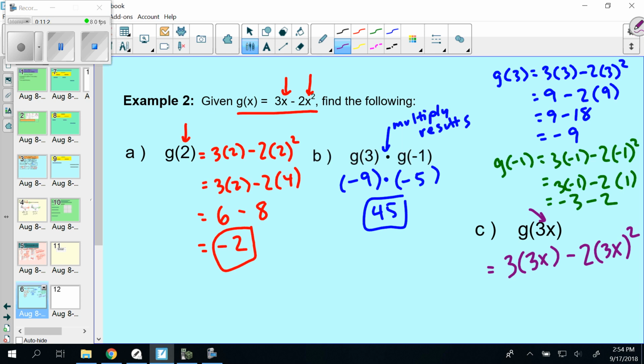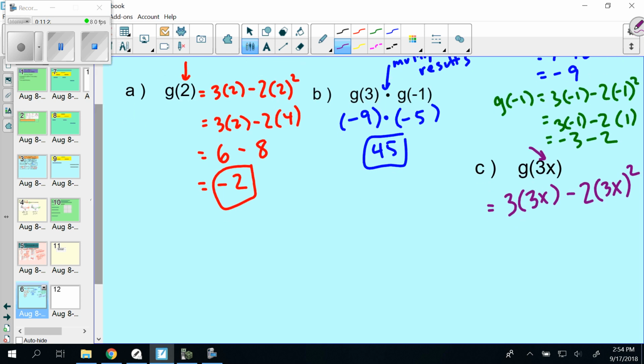Okay, and now you just go through and try to simplify again as much as possible. We're not going to be able to simplify this one down to a number, so we just try to get it as simplified an expression as we can. I always start with exponents, so if we take 3x and square it, 3x times 3x would be 9x squared.